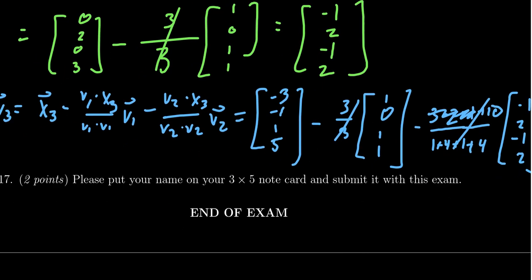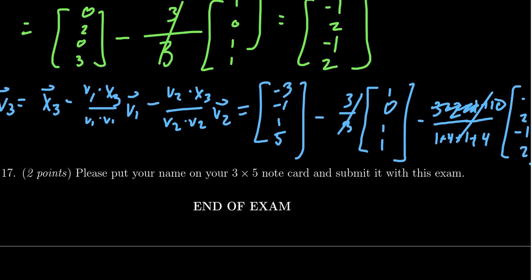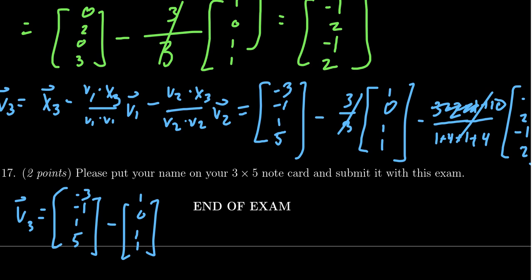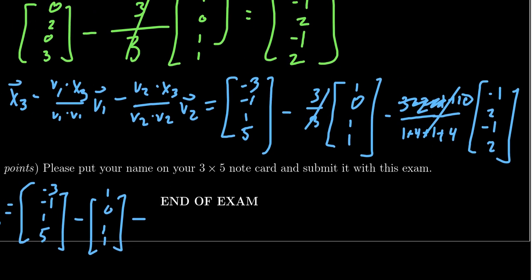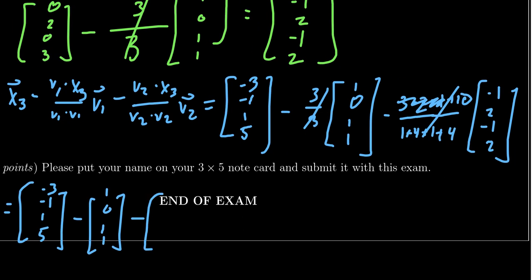So continuing on with v3 right here, we see that v3 is going to equal negative 3, negative 1, 1, and 5, minus 1, 0, 1, 1, minus negative 1, 2, negative 1, and 2. So combining the components there, I'm going to move it over here so you can see it a little bit better.